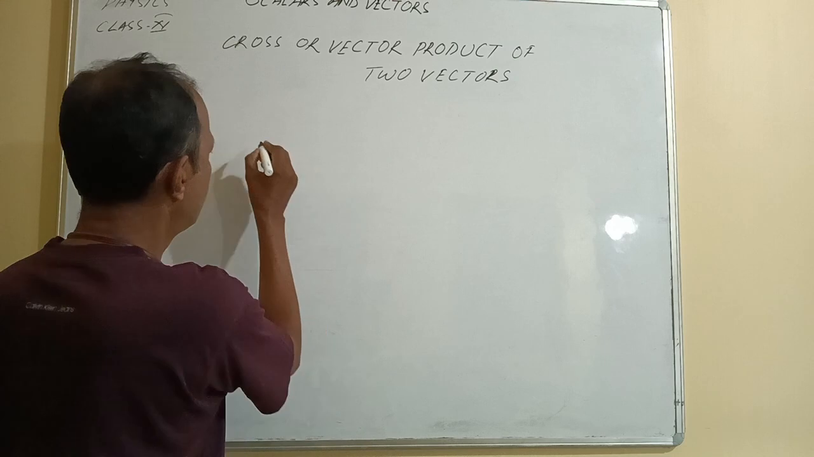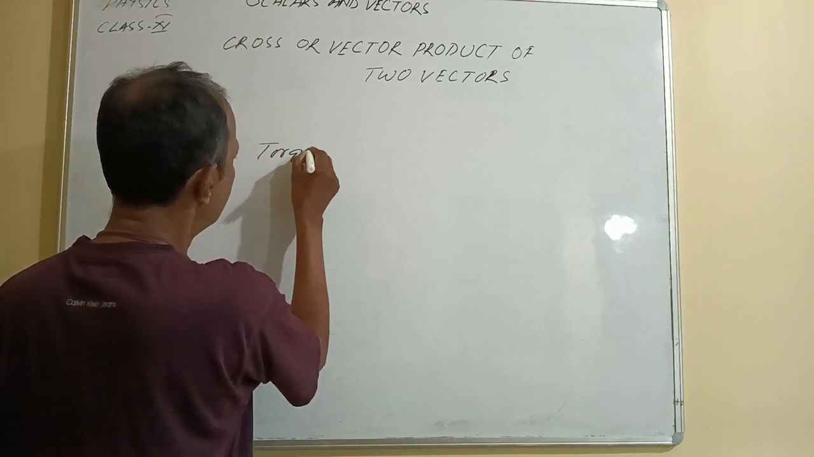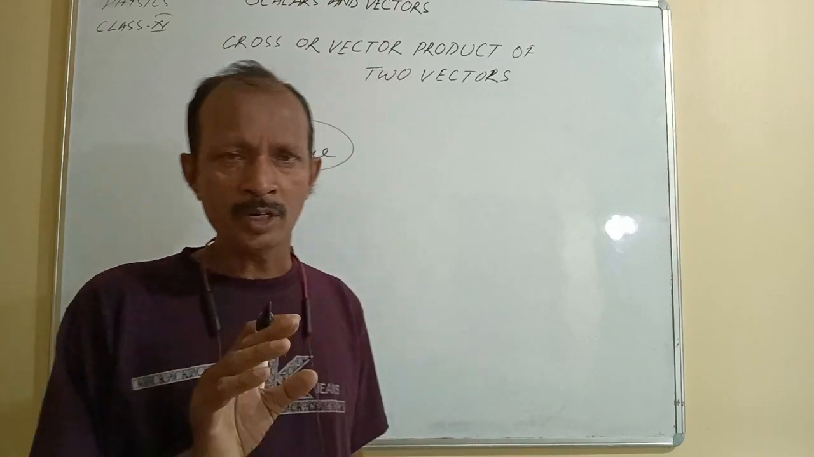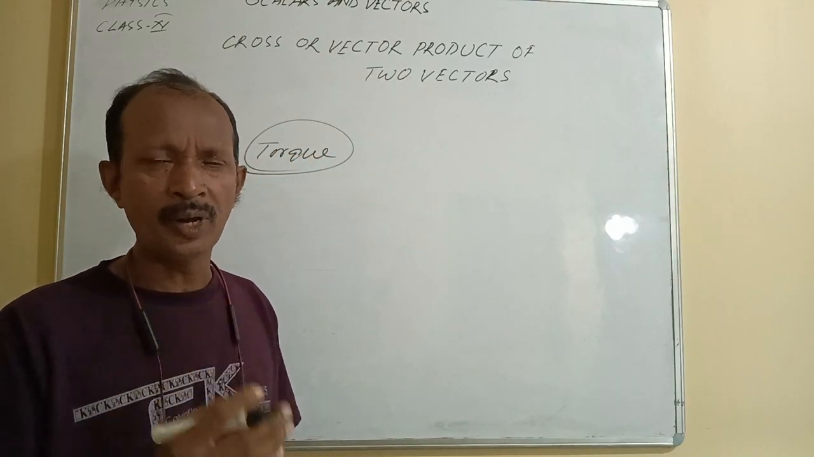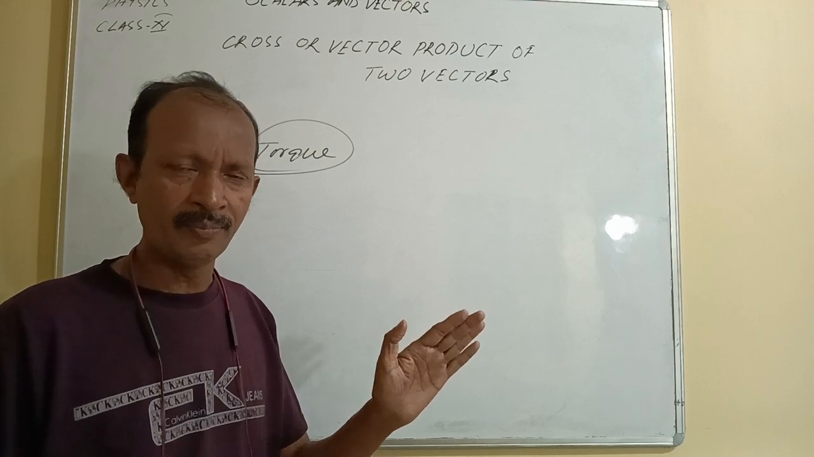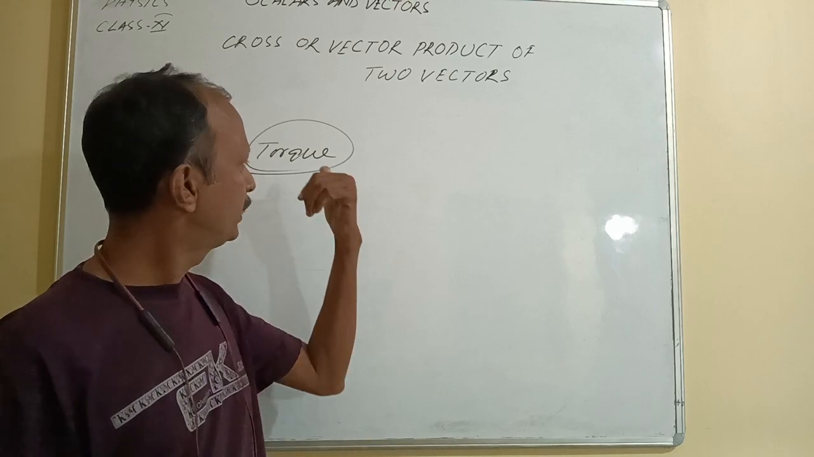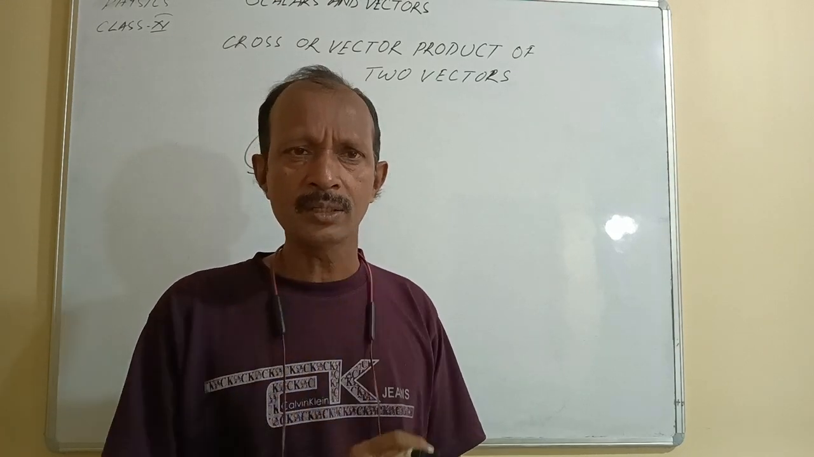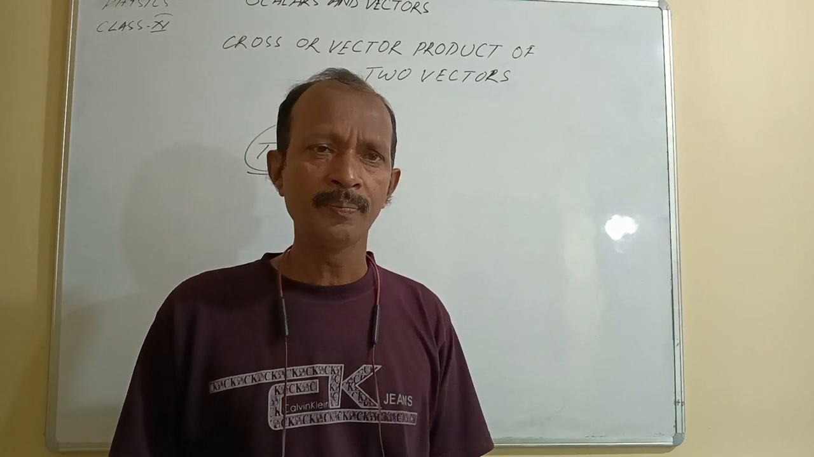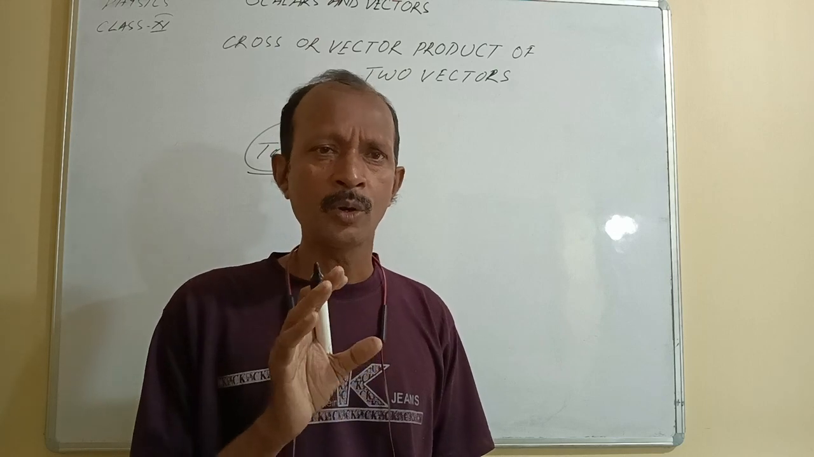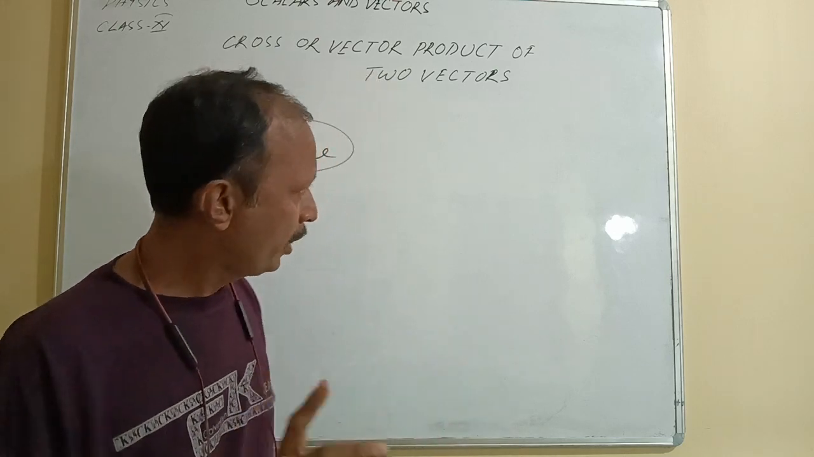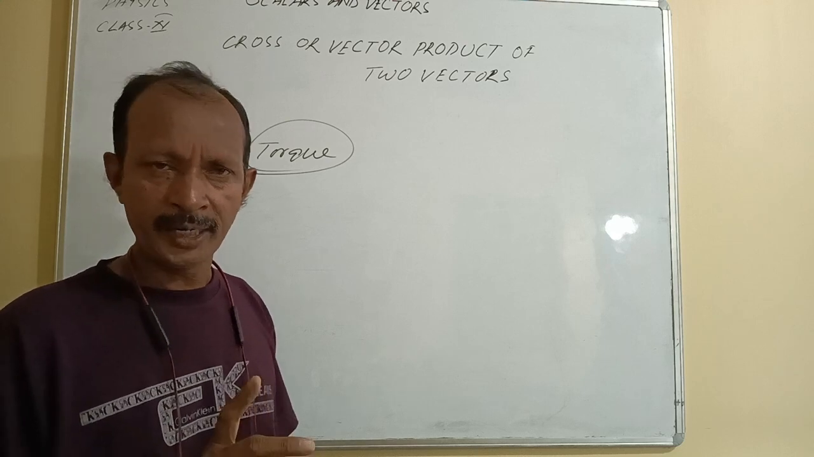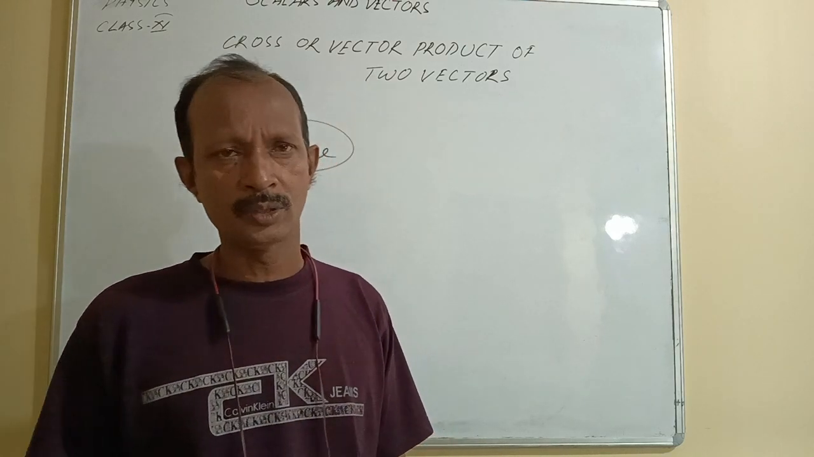For example, you see that torque. It is a product of force and perpendicular distance. Both are vector quantities. Their product torque is also a vector quantity. So in this case, we use the vector or cross product. So today's topic is cross or vector product of two vectors.